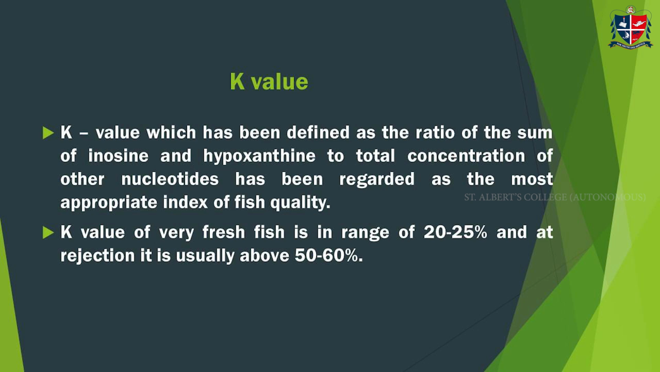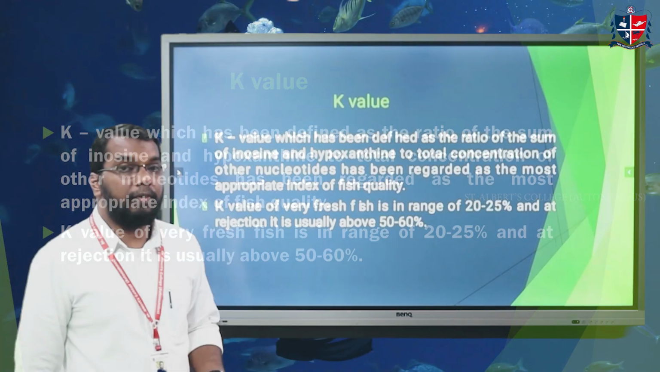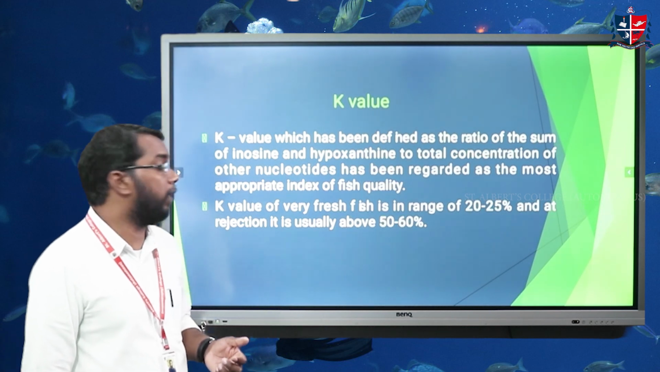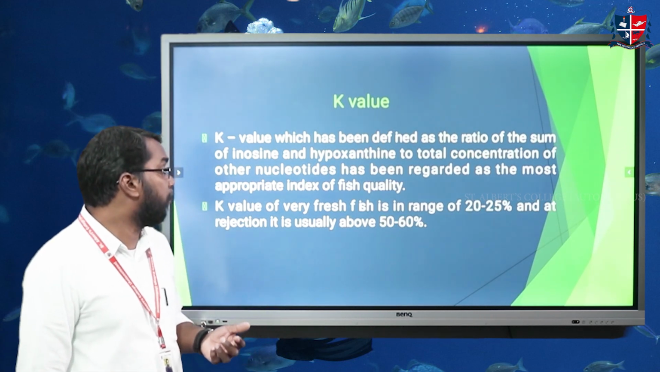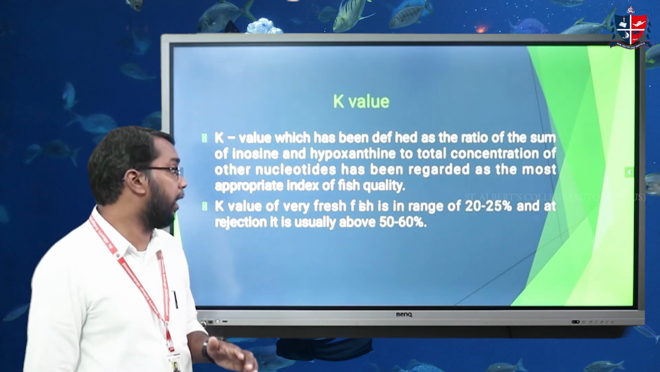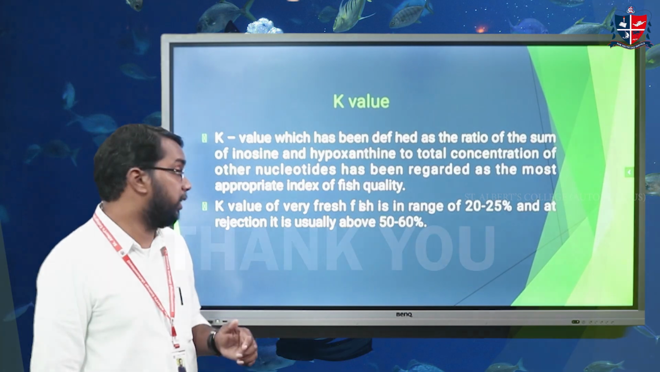K value. Next spoilage index is the K value. K value can be defined as the ratio of the sum of inosine and hypoxanthine to the total concentration of nucleotides present in the fish. The K value of a fresh fish is between 20 to 25%, and in case of spoiled fish, the K value ranges between 50 to 60%.